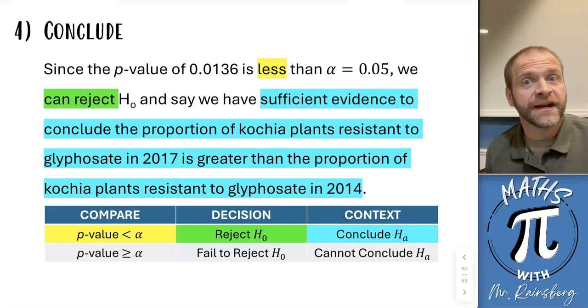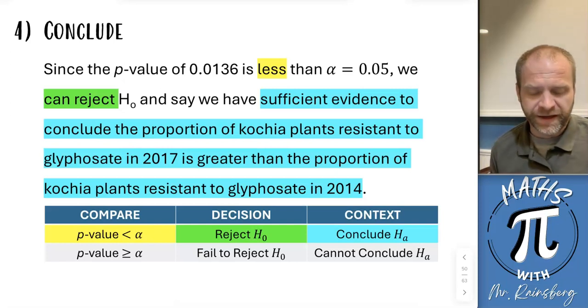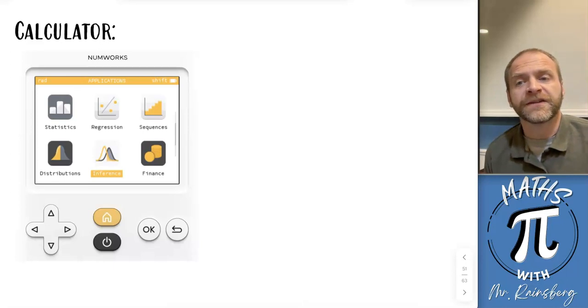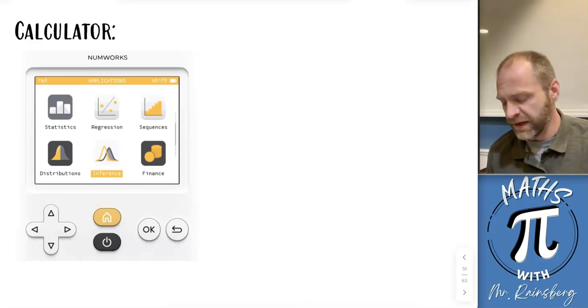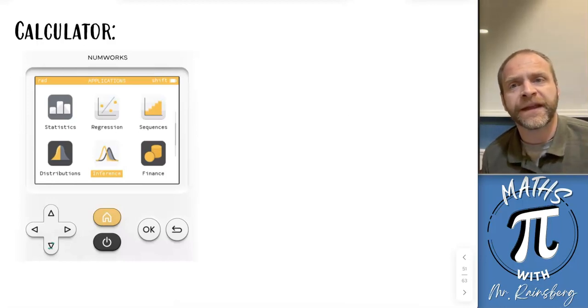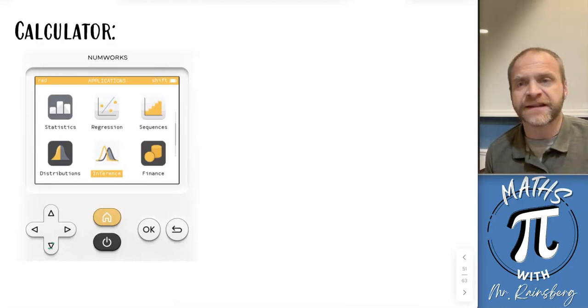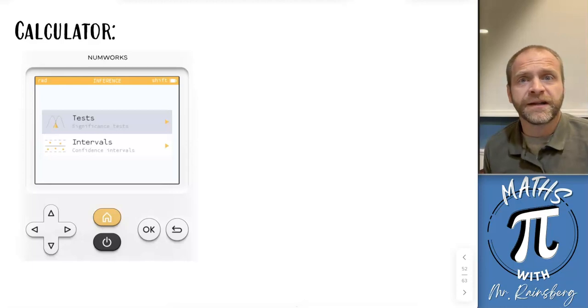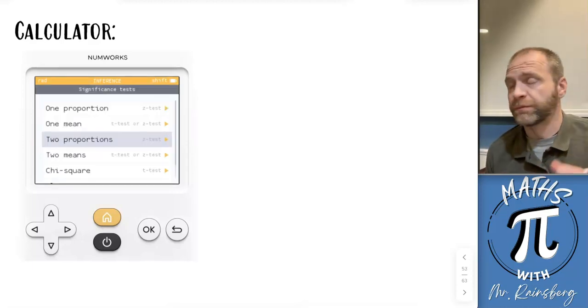Let's look at the calculator to see how I can get my answer as well. We're going to look at the NumWorks calculator over there to the side. If I use the arrows on the side, I can go down to the inference area. By going to inference, it gives me an option: what inference procedures do I want to deal with? Tests or intervals? Well, tests. We did a 2 proportion z-test for p1 minus p2. And look right there, 2 proportion z-test.